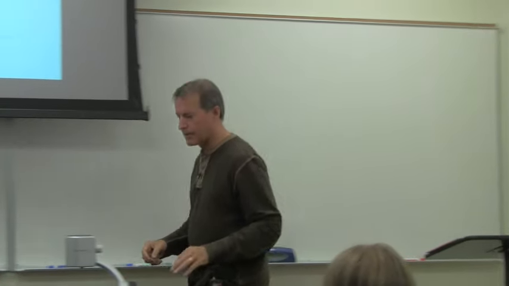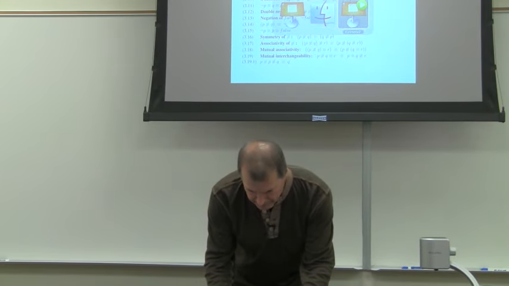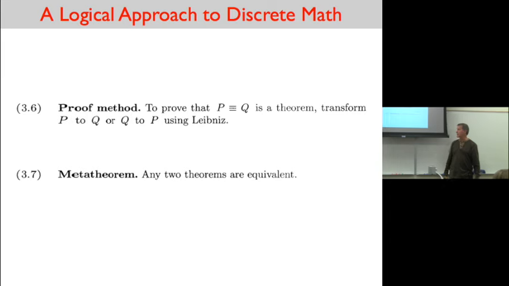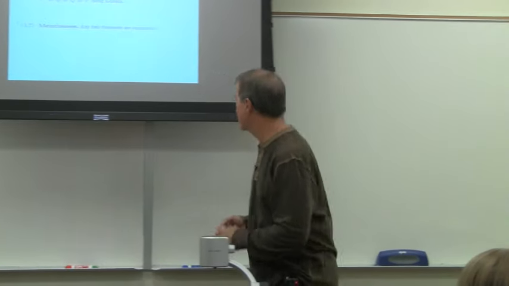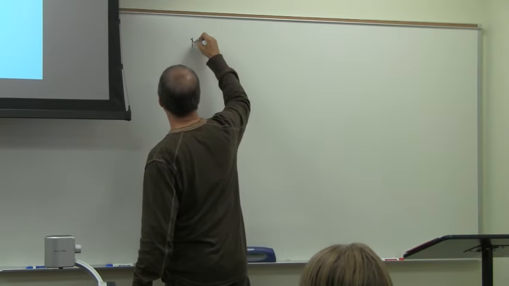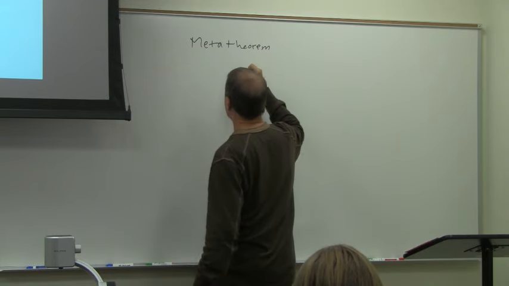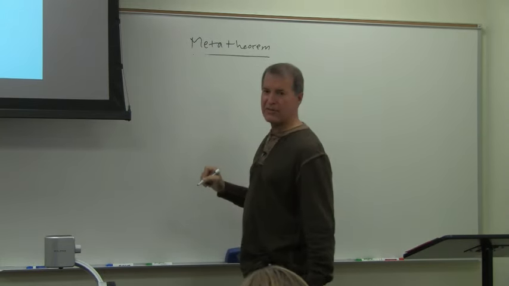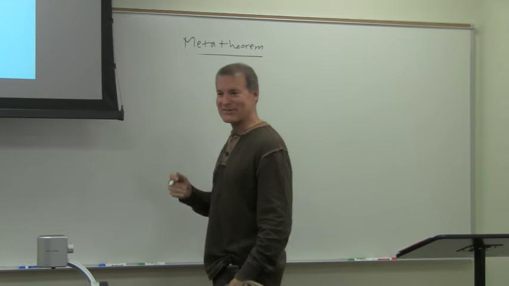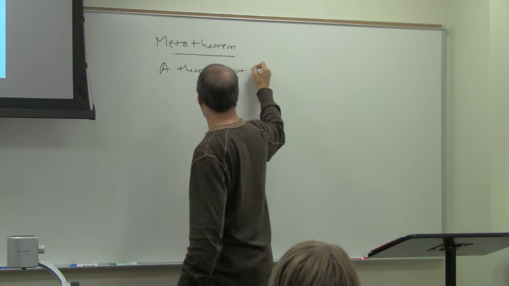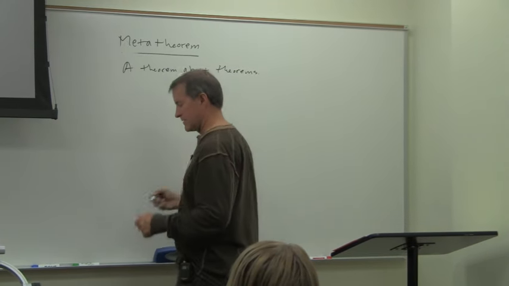Let me point out 3.7 in the book. This is a metatheorem. Now maybe we can define what a metatheorem is, because we know what a theorem is. A metatheorem is a theorem about theorems. Actually, that's kind of close to what you said.